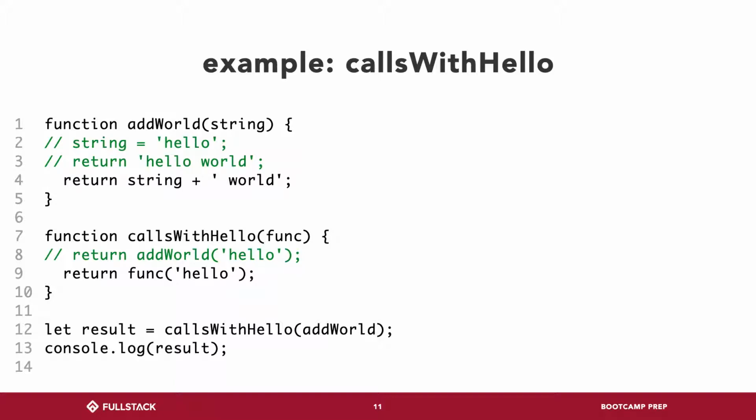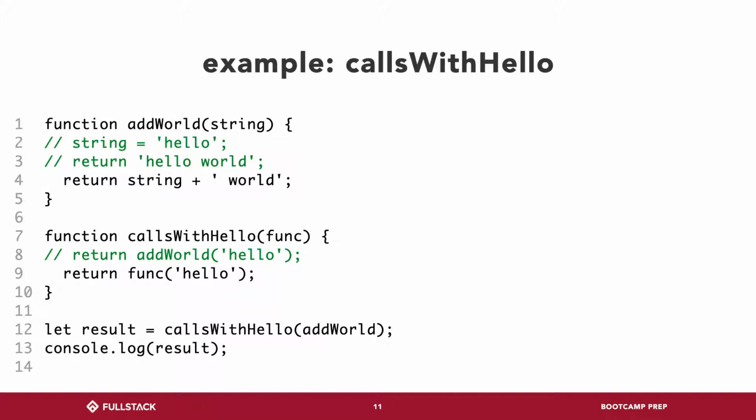Okay. So in this example, we have function addWorld, right? It's going to take a string. We're going to return string plus world. So if the string is equal to hello, it's going to return hello world. Does everyone understand this function right here? It's taking a string and it's just going to return that string plus world.